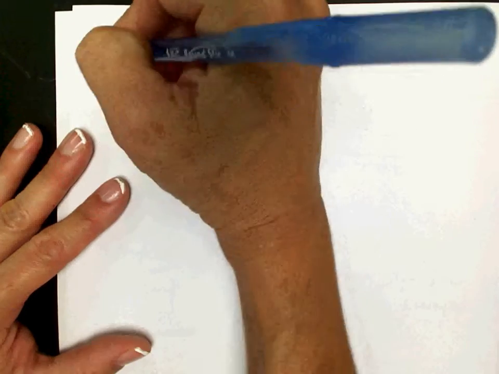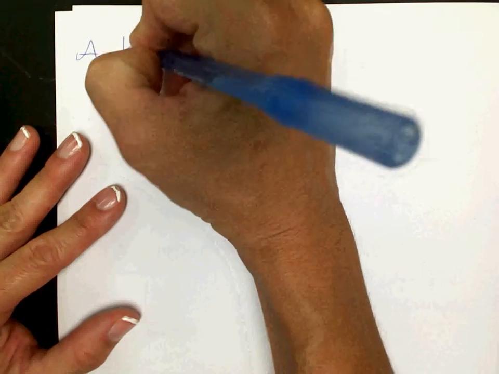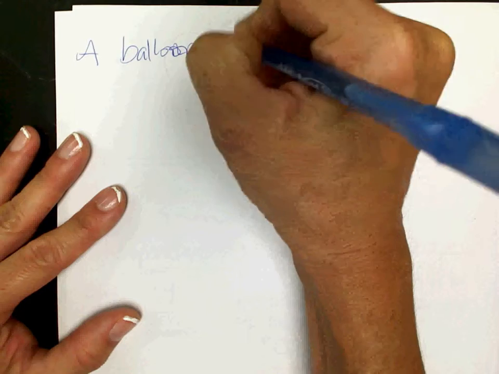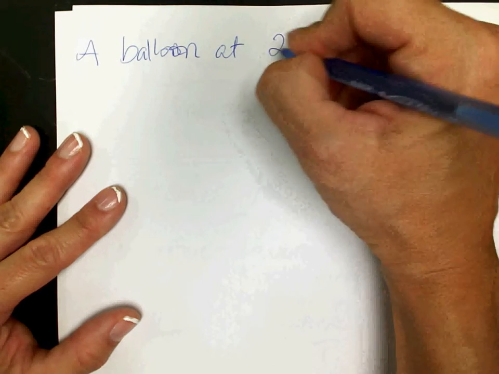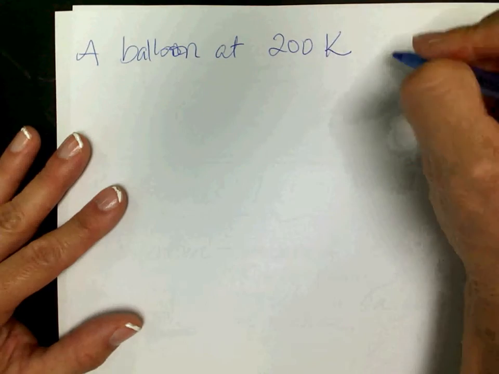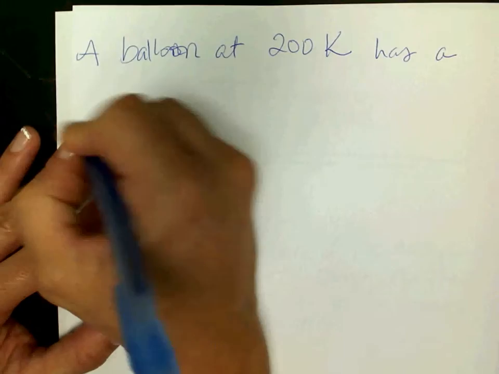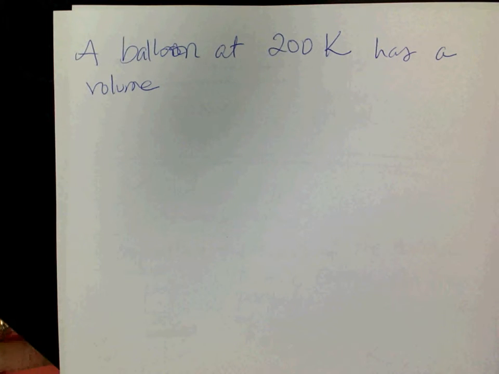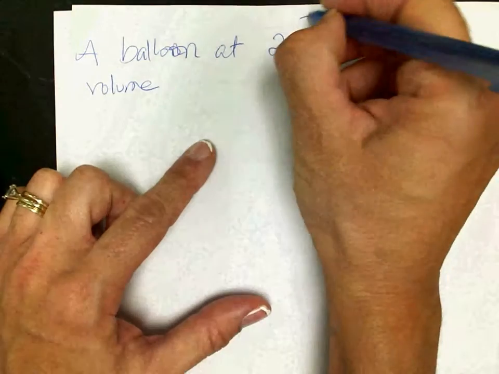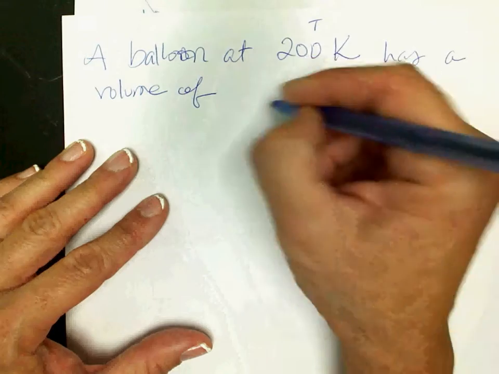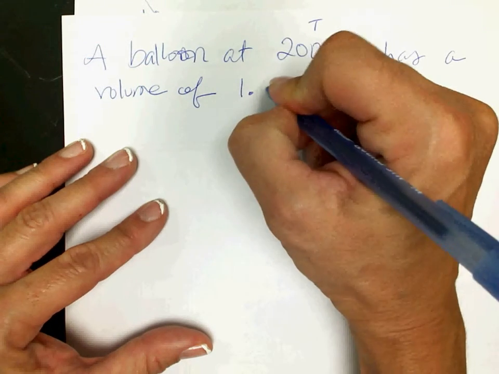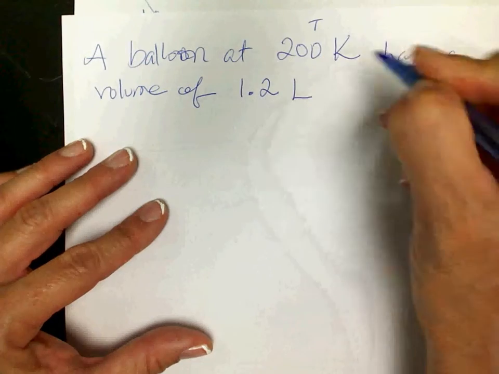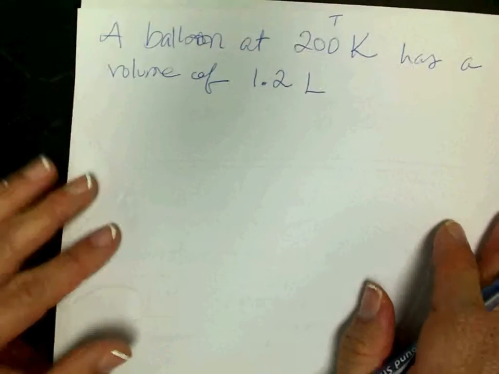Now, let's talk about a balloon again, right? A balloon at, let's say we're at 200 Kelvin, all right, has a volume. Now, help me get this right. If this is Charles' law, what are the two variables that I'm trying to compare? P, V, T. Which two variables? V and T. So here's my T. Has a volume of, let's call this 1.2 liters. All right? So a balloon at this temperature has a volume of 1.2 liters.